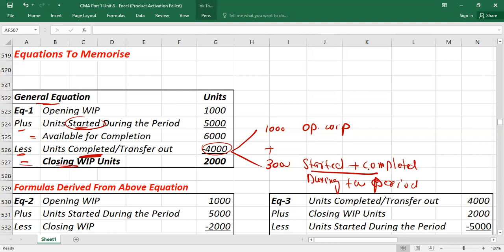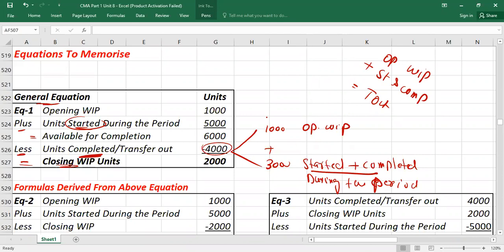Can you tell me what is the breakup of unit transfer out? It means unit transfer out. Transfer out will always be equal to opening work in process plus unit started and completed. This will be equal to transfer out. Understood? Now, I will explain the equation. I'm trying to make you understand about these things.